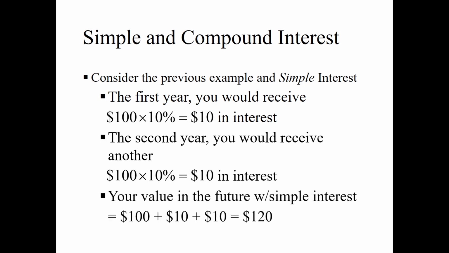And so your value in the future with simple interest would be the $100 that would still be in the bank, the $10 from the first year that's in your shoebox, and the $10 from the second year that you've also stored, for a total of $120.